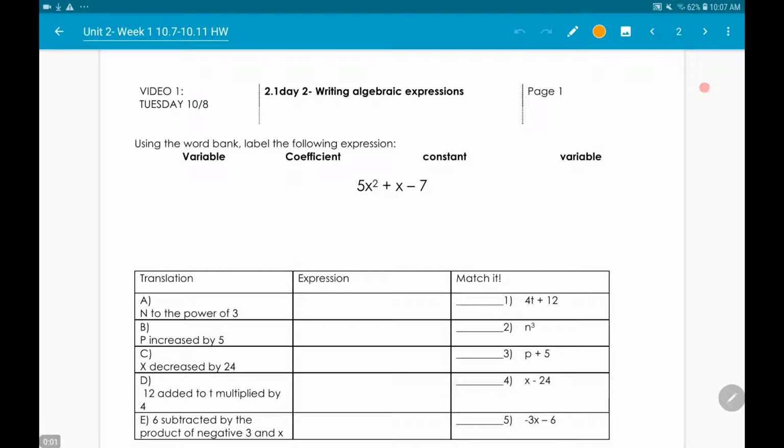Guys, this is our first video of the week and our first video of the new unit. So using the word bank, let's label the following expression.